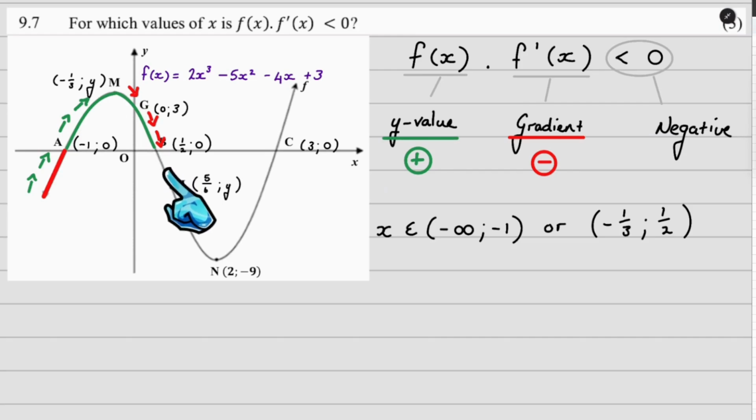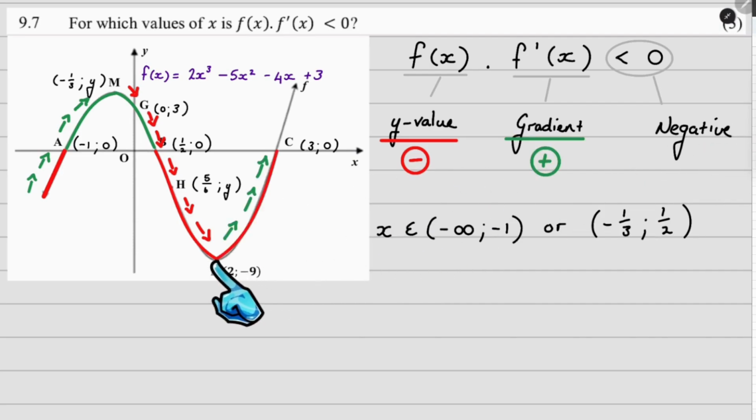Now when I cross this point, I start getting negative y values again. So from here to here, I've got negative y values as well as a negative gradient. And a negative times a negative will give me a positive, so it's not giving me what I want. But things will change when I cross this point. Now the gradient is positive again. So it's working again from here to here because I've got negative y values as well as the positive gradient. So it's working from 2 to 3. And once I cross over this point, I get positive y values again coupled with a positive gradient, so it won't work after that point.